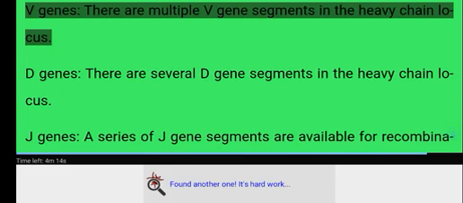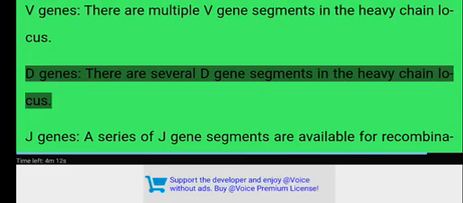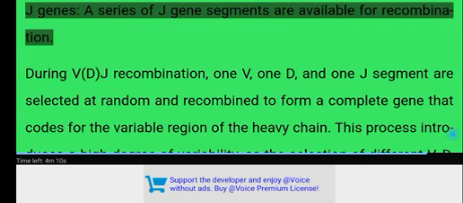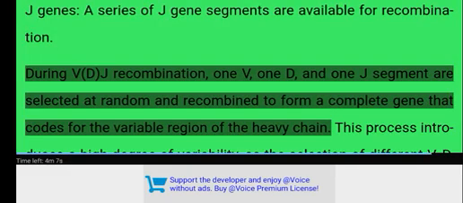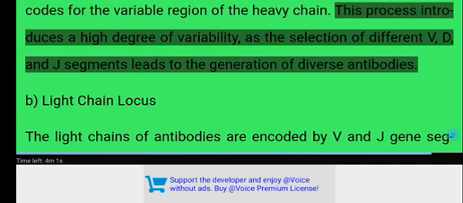V genes. There are multiple V gene segments in the heavy chain locus. D genes. There are several D gene segments in the heavy chain locus. J genes. A series of J gene segments are available for recombination. During VDJ recombination, one V, one D, and one J segment are selected at random and recombined to form a complete gene that codes for the variable region of the heavy chain. This process introduces a high degree of variability, as the selection of different V, D, and J segments leads to the generation of diverse antibodies.